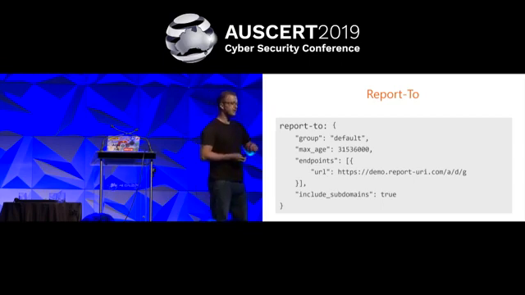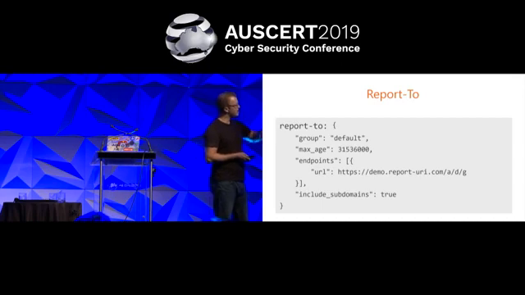Max age, the number of seconds the browser should cache this policy for and apply it. Endpoints, we then pass in an array of locations where you can send reports to. So again, as I just mentioned, I have a little demo account on Report URI, and I'm just saying when something goes wrong, this is where you should send the telemetry.